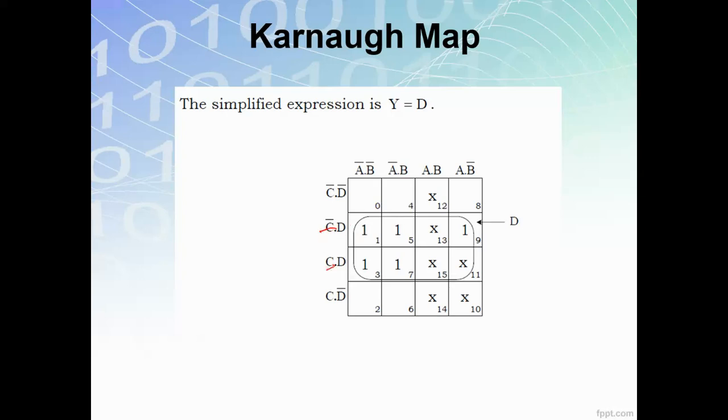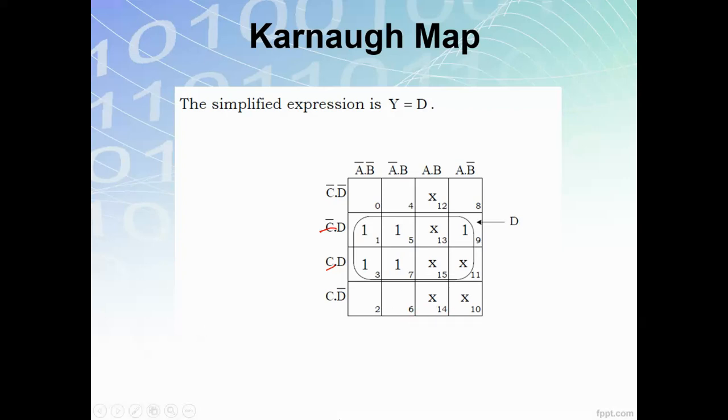So C bar and C are eliminated. Therefore, your expression Y equals D. What this means is, even if you have the X expressions, we can put them into the K-map. And when we draw the loops, if possible, you include the X. It is an exception, it is allowed.